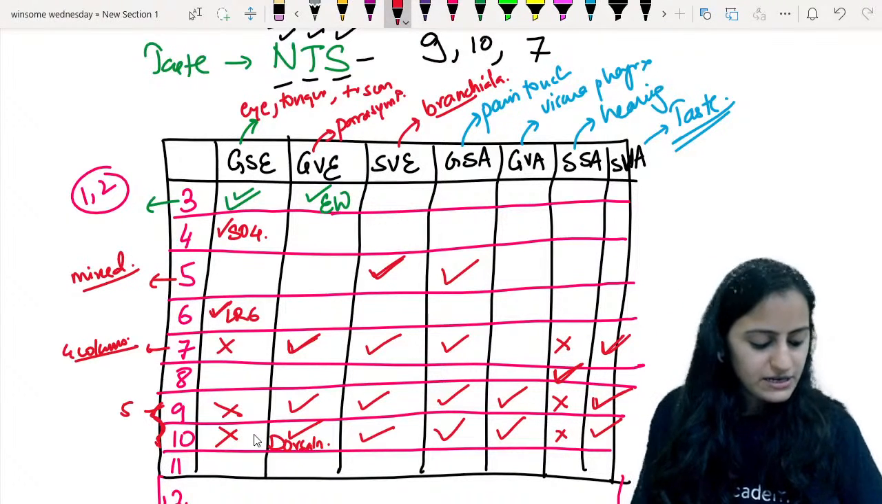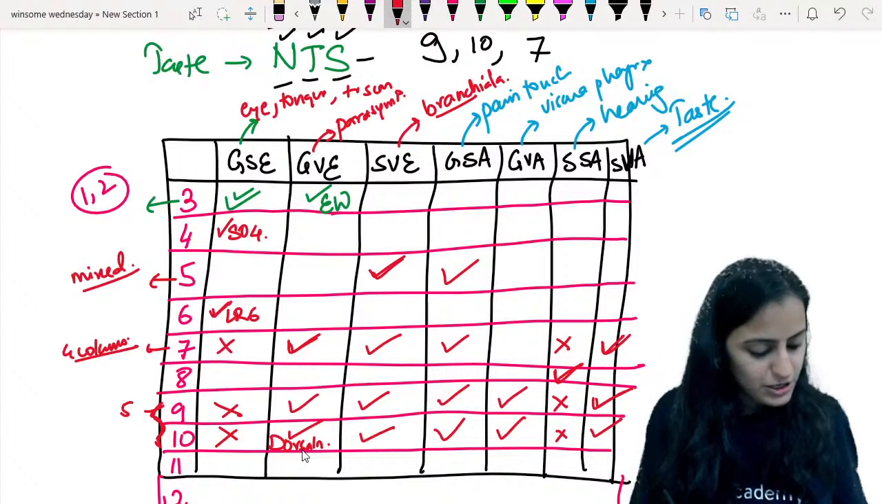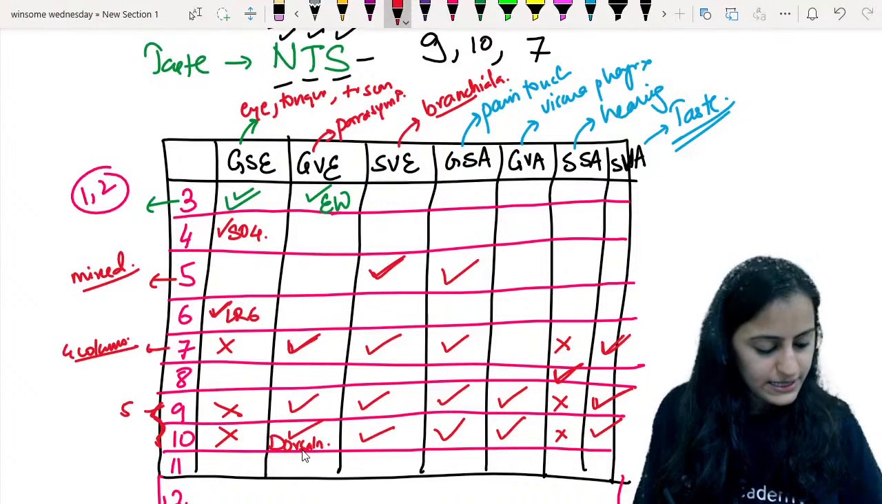11. Where does your cranial nerve 11 come? Yes, where will your cranial nerve 11 come? Quickly.